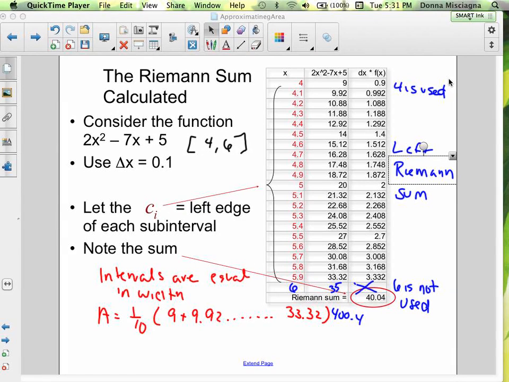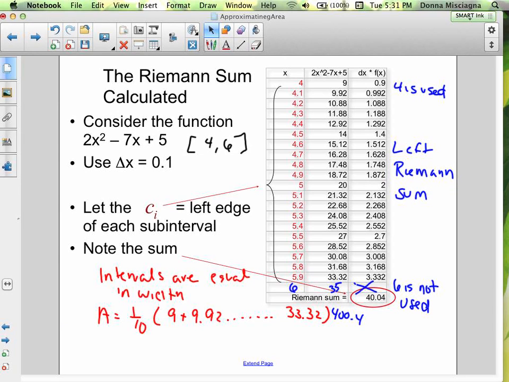Welcome. Let's look at another problem. Now this one may be in your notes and it's pretty much complete, so I didn't bother to erase it. We're just going to talk about this one, and then we'll do two on this video because this one was pretty much complete. All right, so consider the function 2x squared minus 7x plus 5.